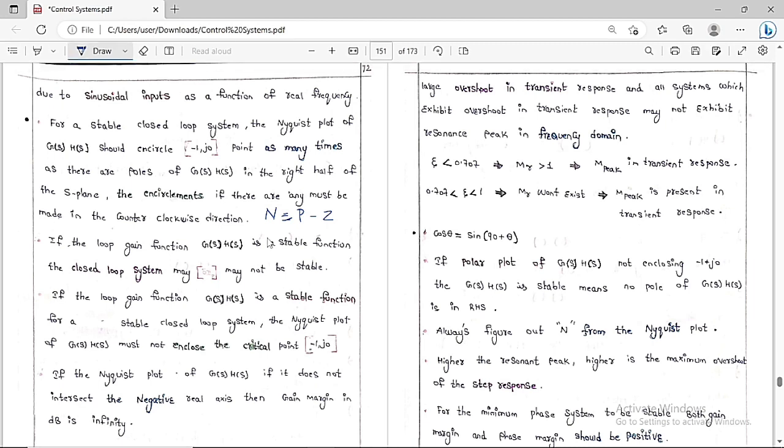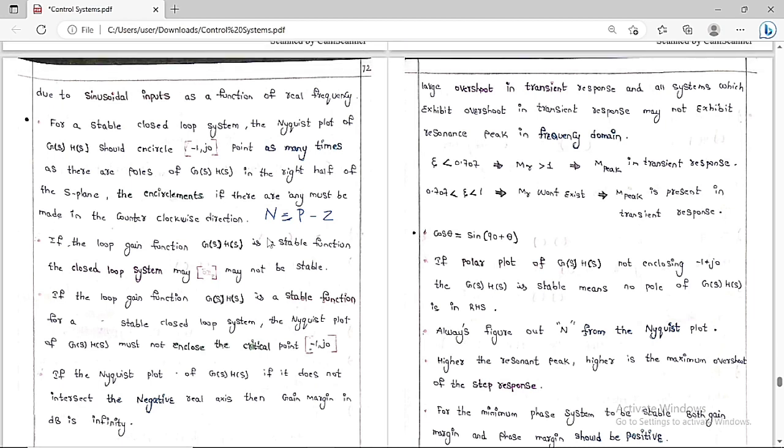Well, what is the meaning of N? N means the net number of encirclements of the G(s)H(s) plane which occur at -1, j0. Listen carefully. The number of encirclements which occurred in the G(s)H(s) plane at -1, 0.